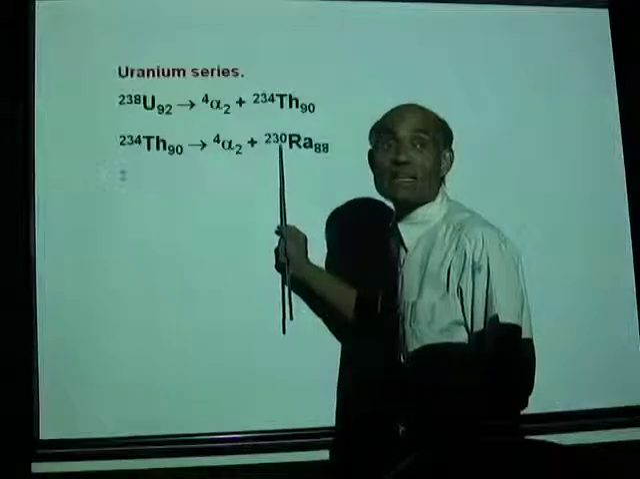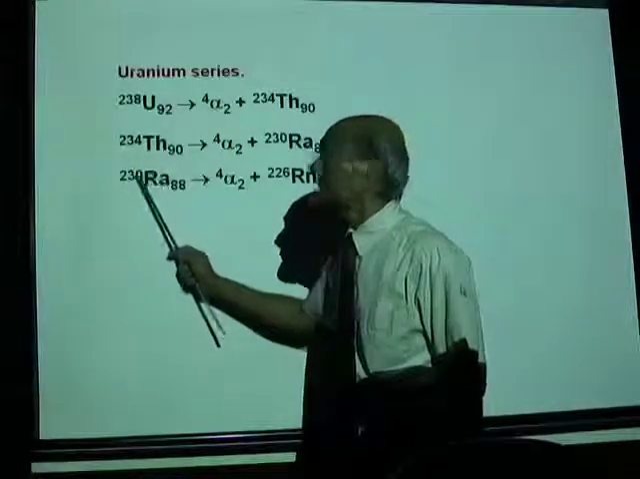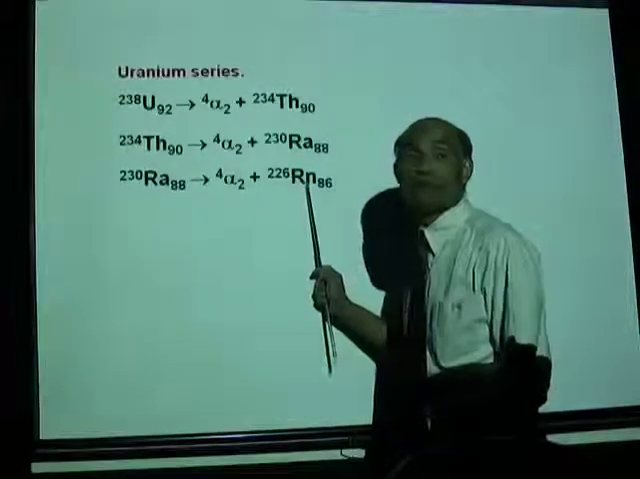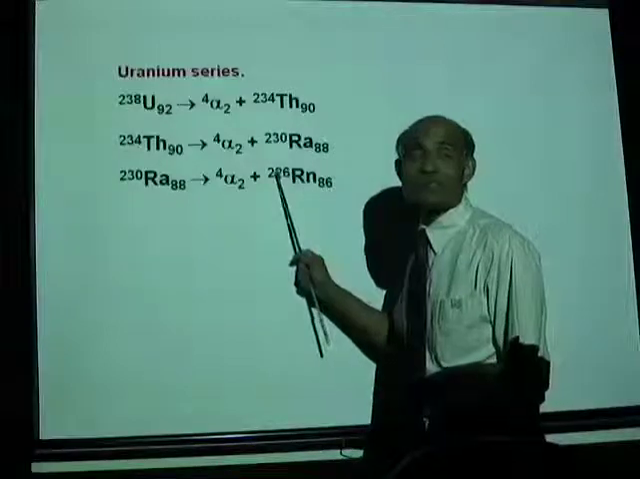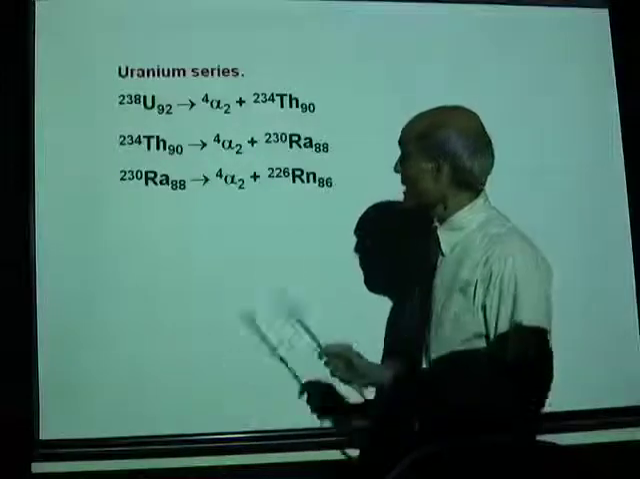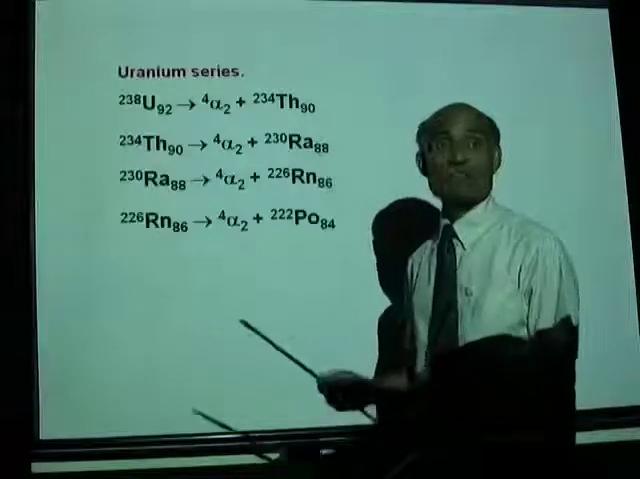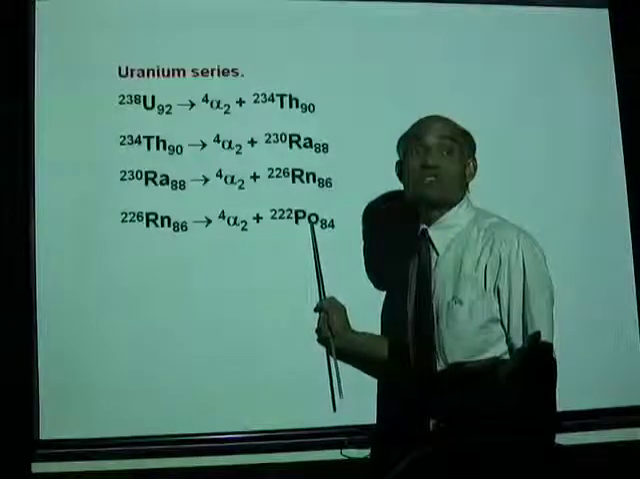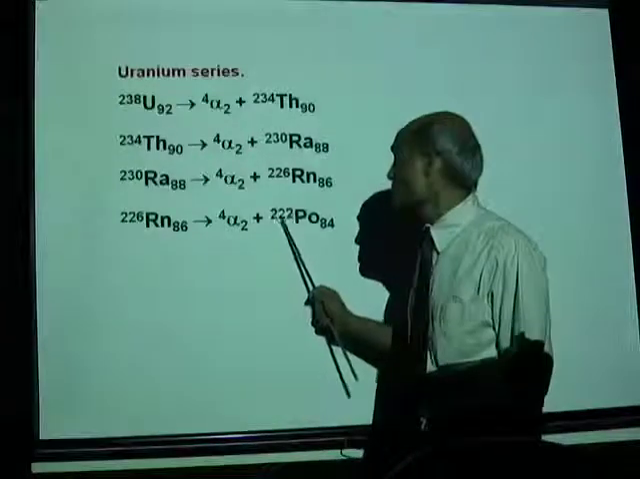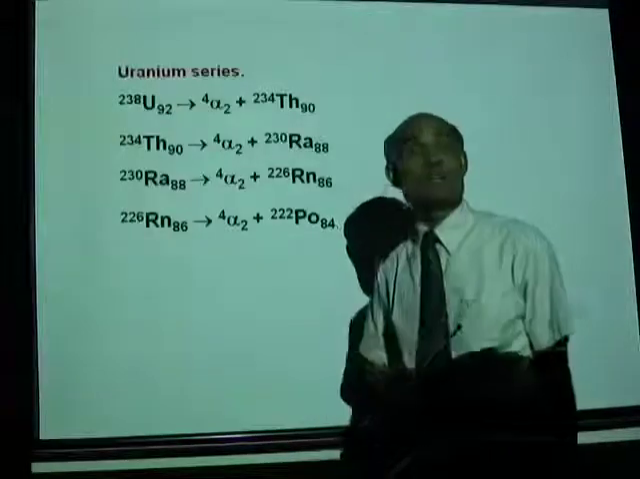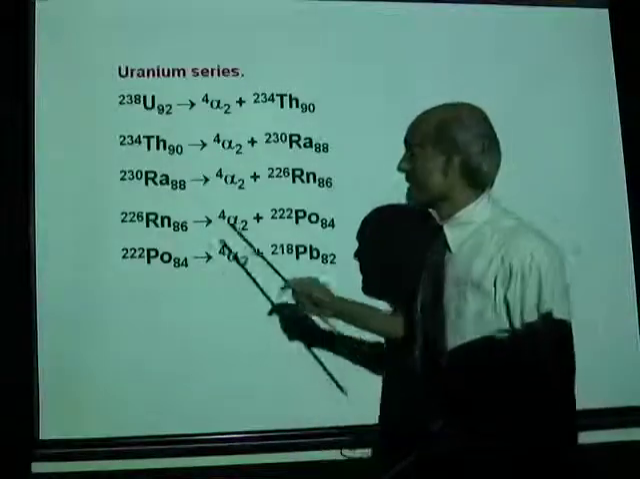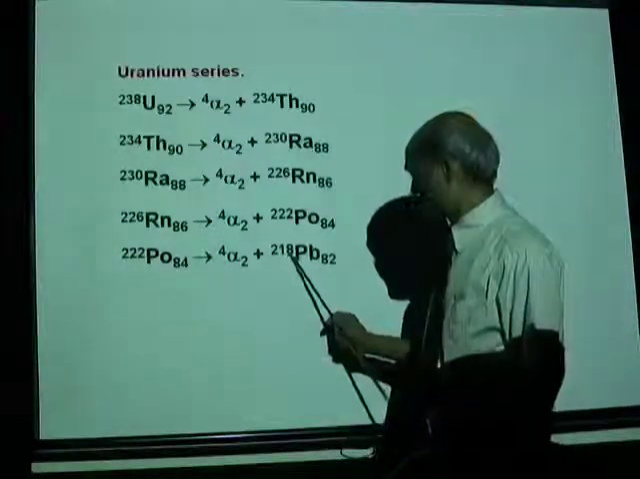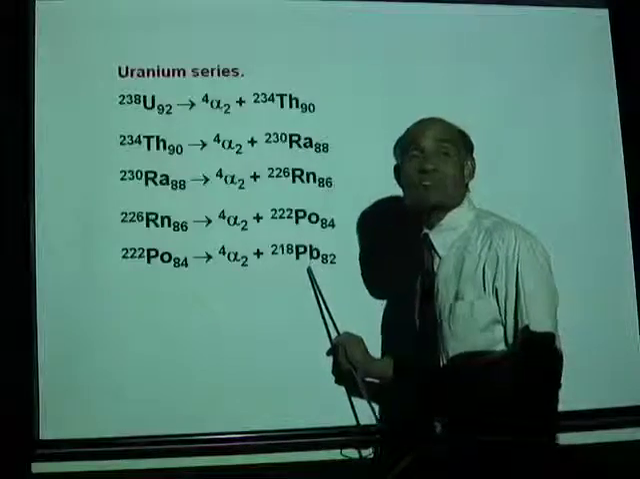Well, of course, that is radioactive. This will emit another alpha, so radium-88-230 will emit an alpha, become an isotope of radon, 86-226? Well, that radon is again radioactive. It emits an alpha particle, becoming an isotope of polonium, 222. And polonium is again radioactive. It emits another alpha, and the daughter element there is an isotope of lead.